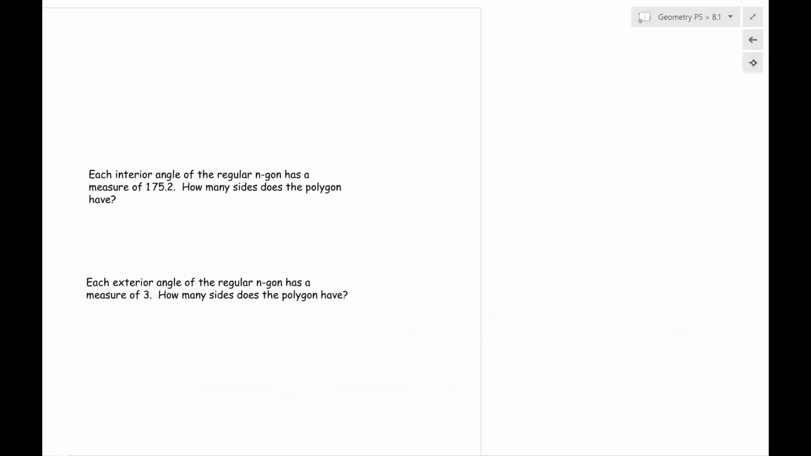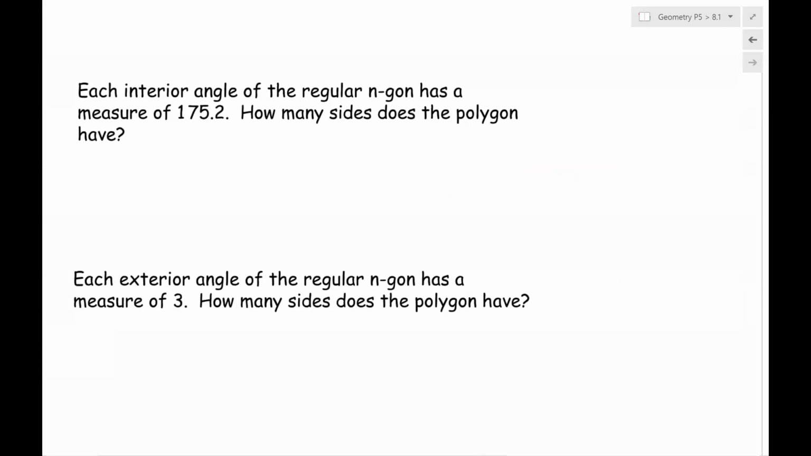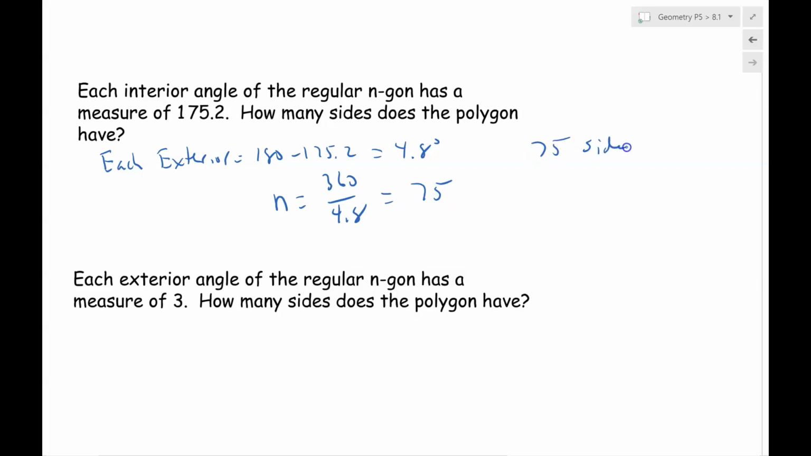Okay, so let's take a look at that and some other problems here. So what did they give us? Each interior is 175. So let's figure out what each exterior is. 180 minus 175.2. Well, that's going to be 4.8 degrees. To figure out the number of sides, n is 360 divided by 4.8. Is 75. So there's 75 sides. Whoa, that's a big polygon. I have no idea what that name would be.